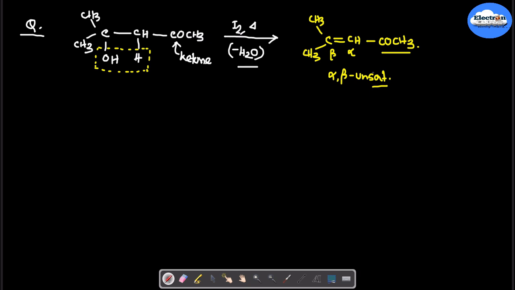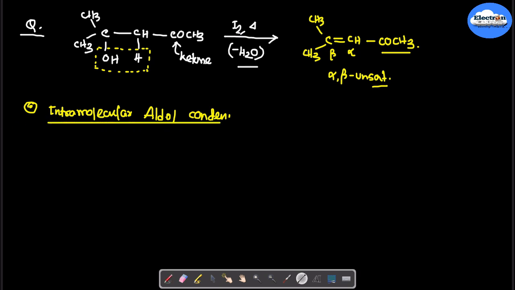Okay, now I will give you an example of intramolecular aldol condensation. Okay, let me underline this. So in an intramolecular condensation reaction, you can see this happens in a single molecule, and the compound will terminate in a cyclic compound.